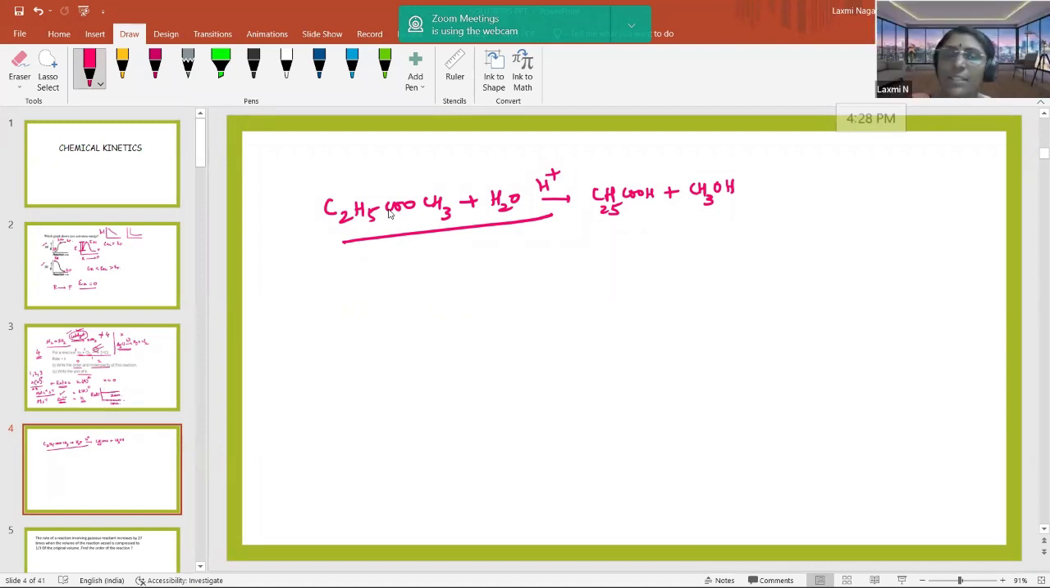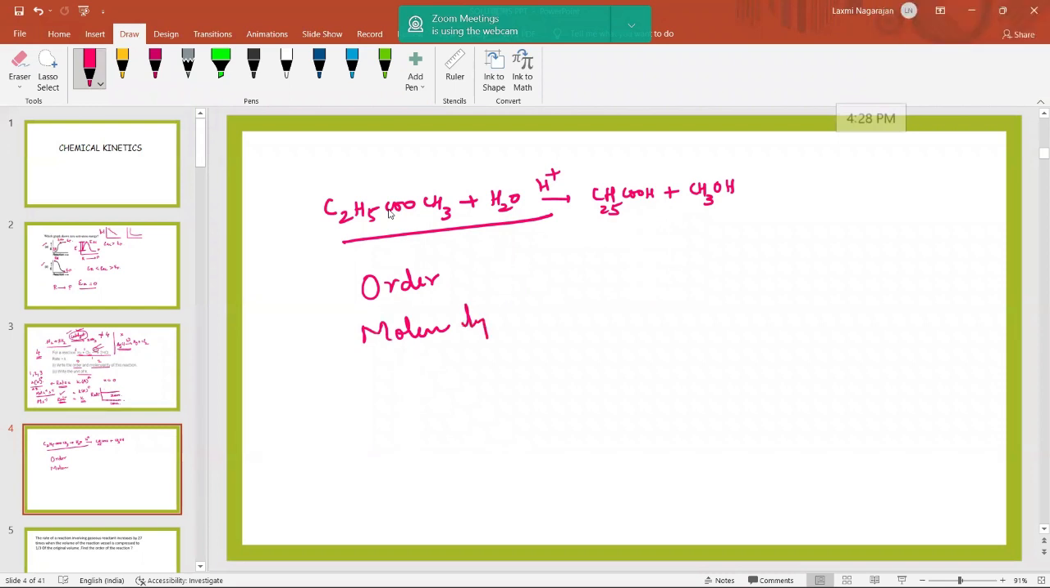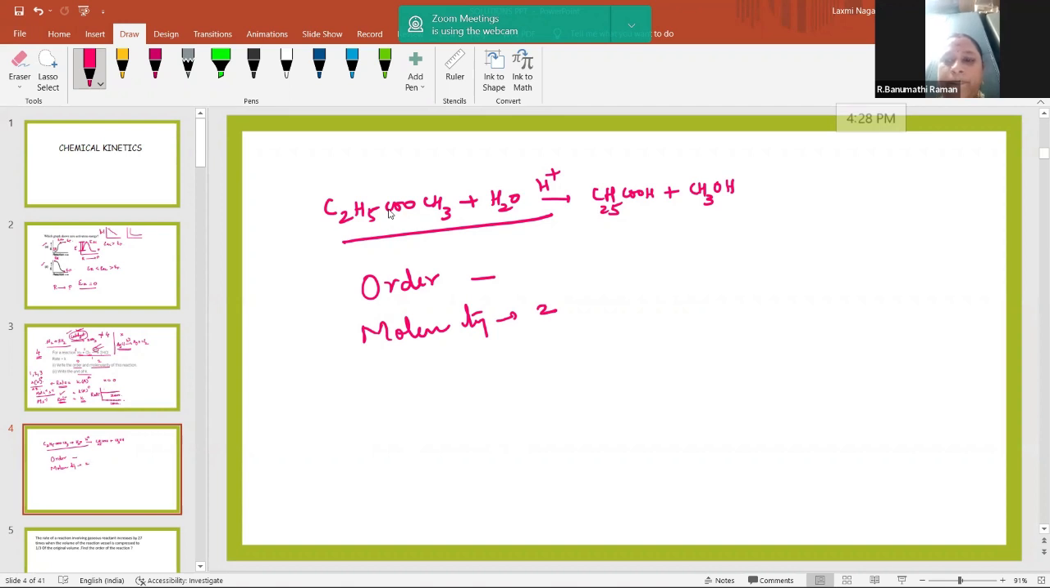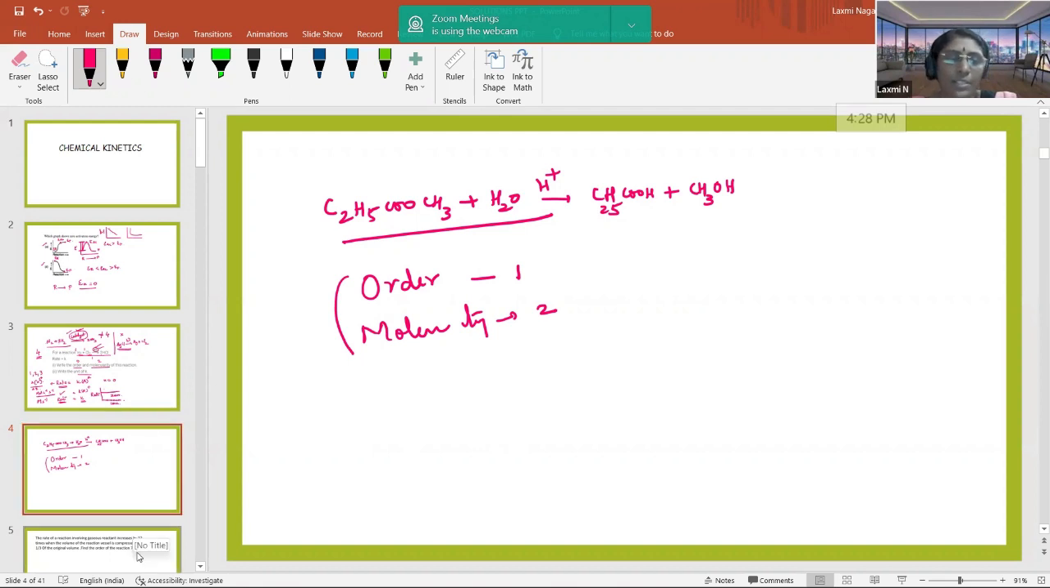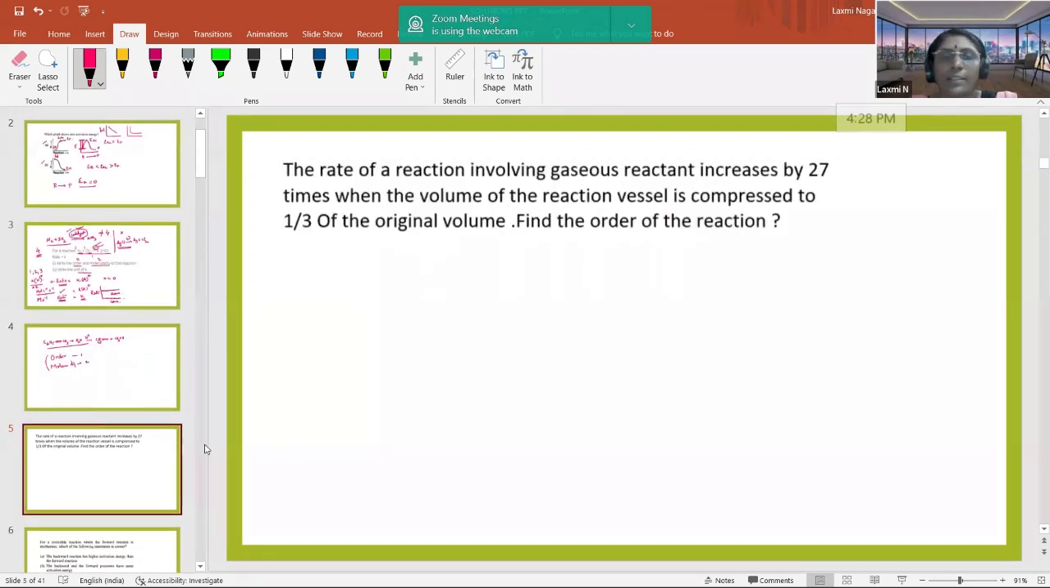In a pseudo first order reaction, again they will ask the question, what is order, what is molecularity? Molecularity is 2, but order is 1. What should have been a bimolecular reaction is acting as a unimolecular one. So similar questions on order and molecularity are possible. Okay, look at this question.